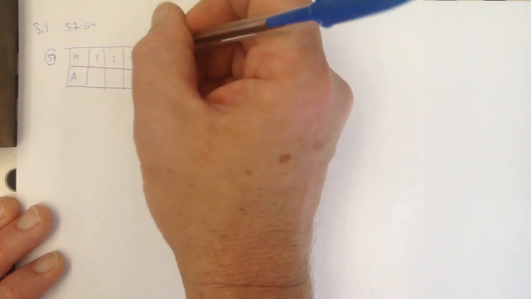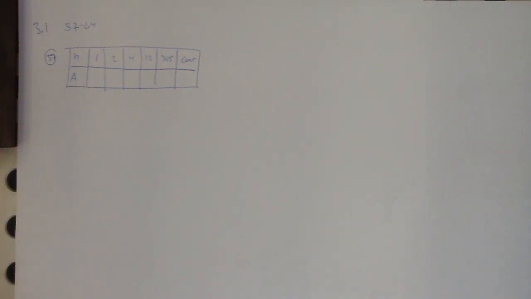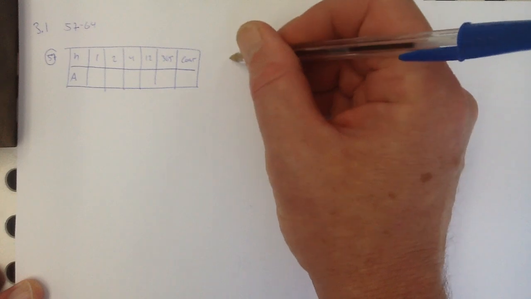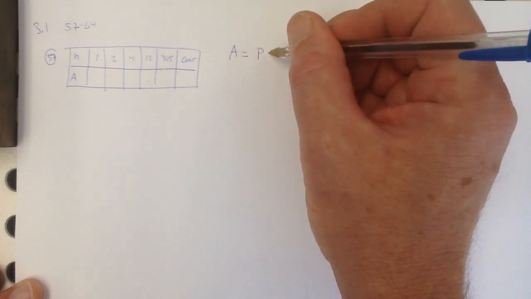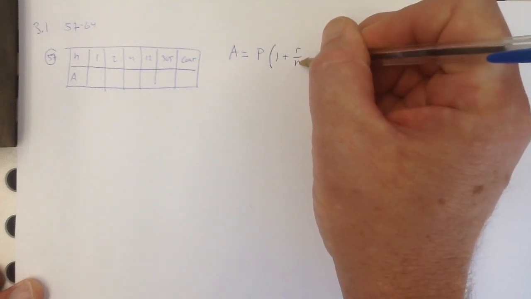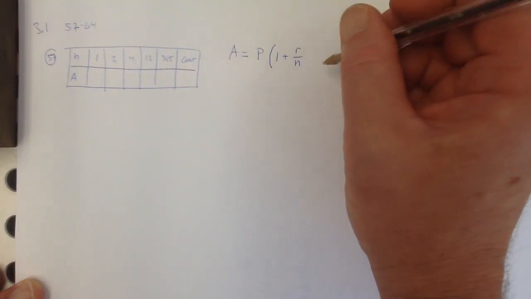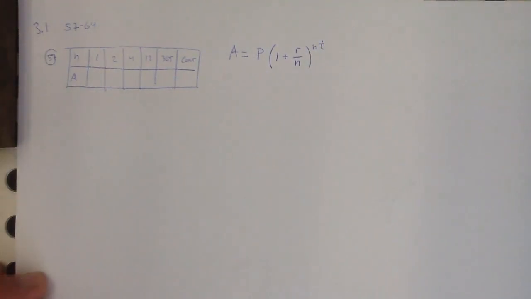All right, we're going to try to make this as easy as possible for ourselves. So if you look in your notes, the formula for interest compounded some number of times per year is A equals P, that's the principal amount, how much you started with, times (1 plus R over N), where R is the rate and N is the number of times you're going to compound, raised to the N T power.